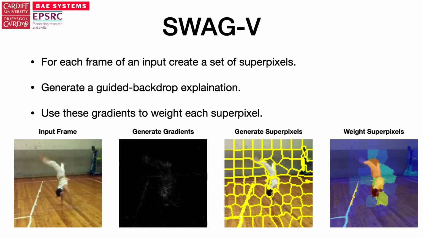Here we see an input frame and the gradients and superpixels created for this frame. The superpixels are then weighted using the gradients to produce the explanation on the right. SWAG-V works well for video inputs, as the superpixels and gradients are created at the same temporal resolution as the original input. This allows the explanations to both align spatially and temporally.